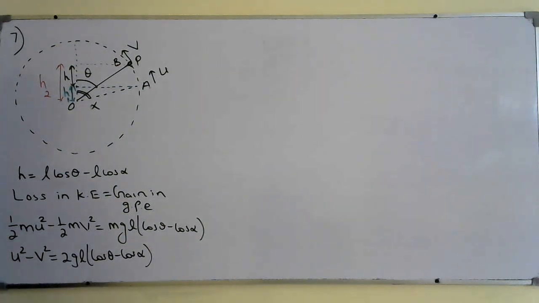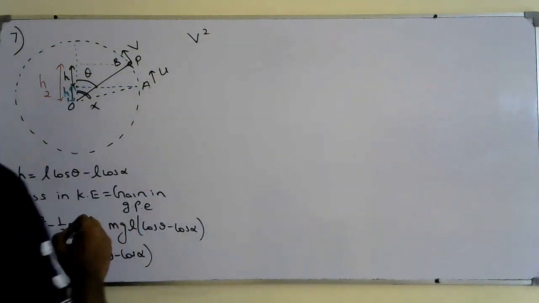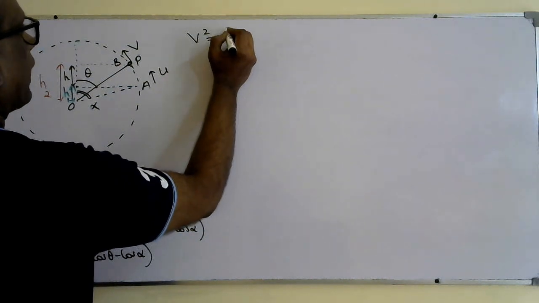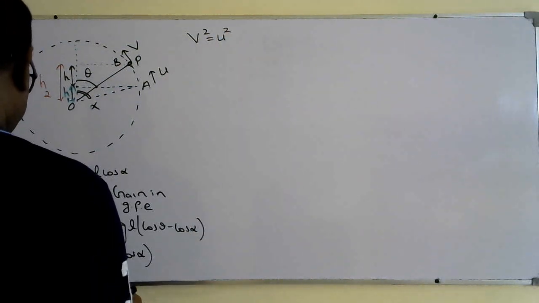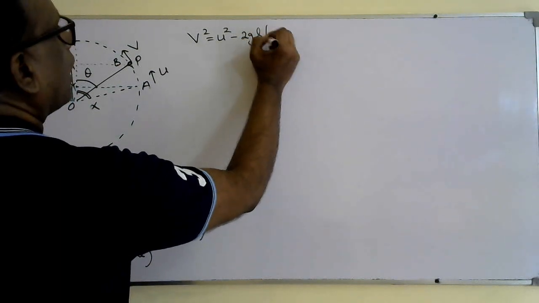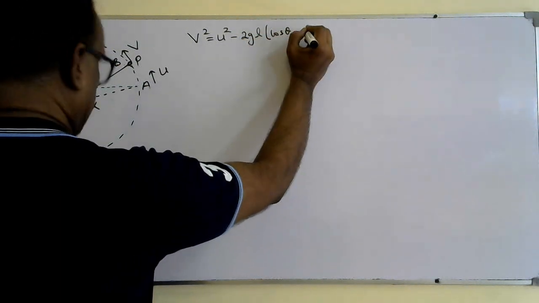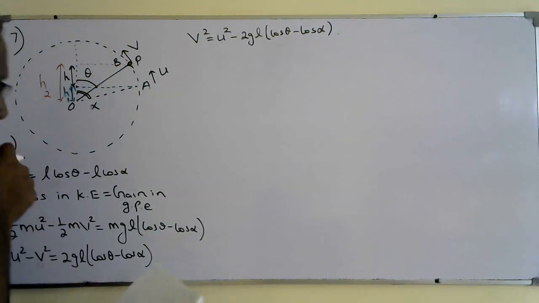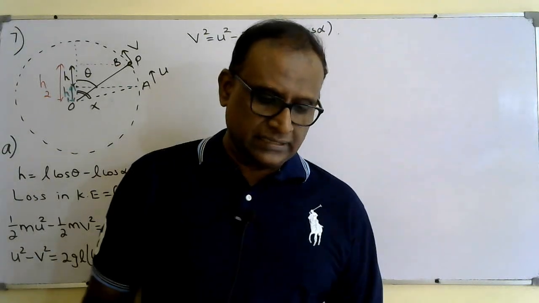Make V squared the subject. So V squared is equal to u squared minus 2gL(cos theta minus cos alpha). That's actually the first part of question number 7. Okay, so that's the first part.